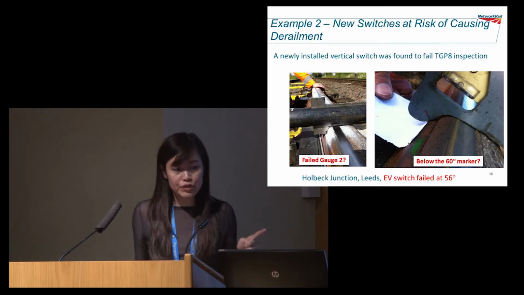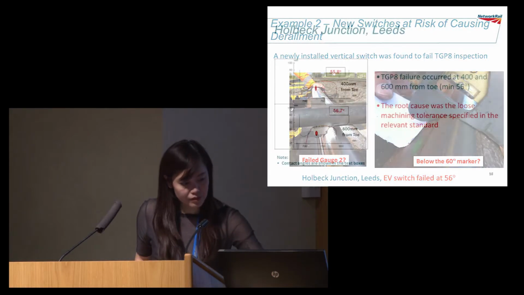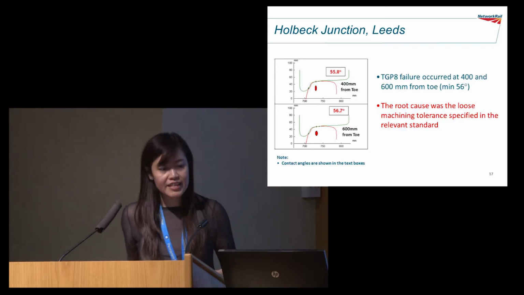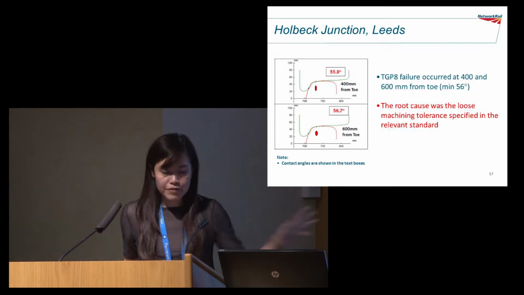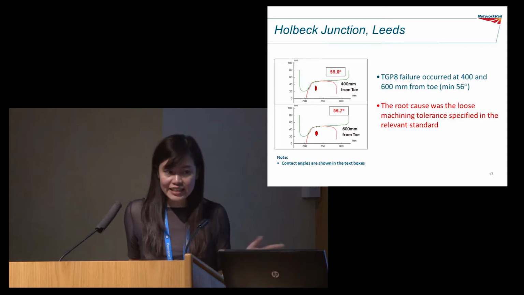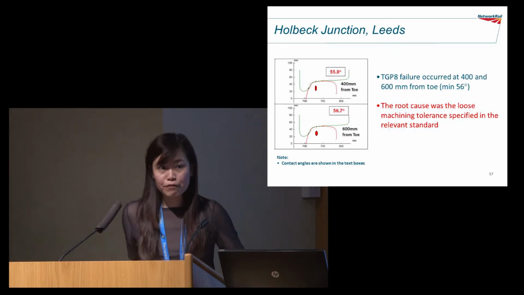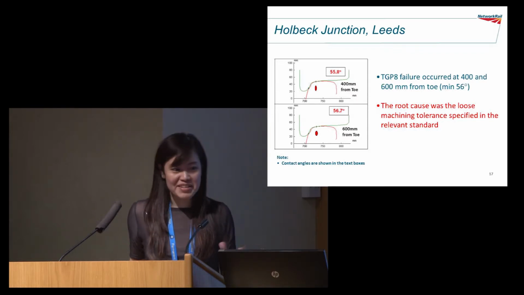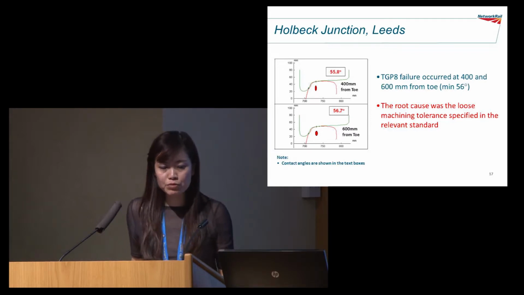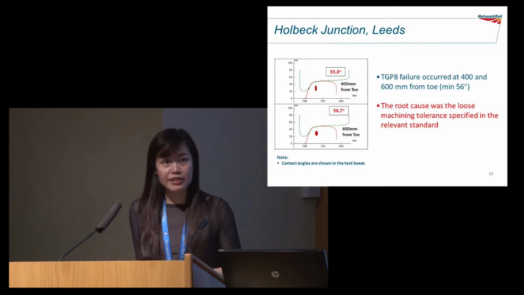So this is our inspection regime, and this new switch failed inspection. So what is the cause of it? I did some wheel rail interface analysis, took measurements of the profiles, and then I used Vampire to look at it, and indeed the contact angle is 56 degrees, which means the action would be to ban all facing traffic. So that's a lot of delay minutes and cost. Investigating this case, we found that the root cause was the loose machining tolerance specified in the relevant standard. The standard was 4004.